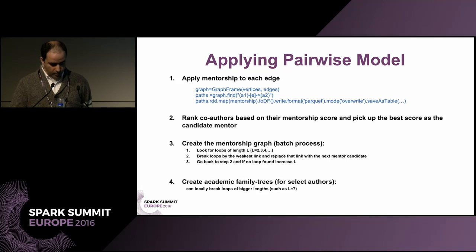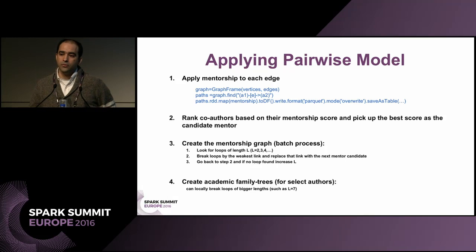So what we can do to resolve that is essentially we look for loops of length L equal to 2. We break the loop at the weakest link, replace it with the next candidate, and then go through this a few times. This can be done up to, let's say, L equal to 4 easily. But beyond that, it becomes very complex. So we also apply it for a subgraph at the end, for example, if you want to show the result for a specific item.